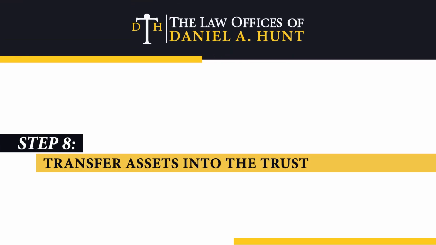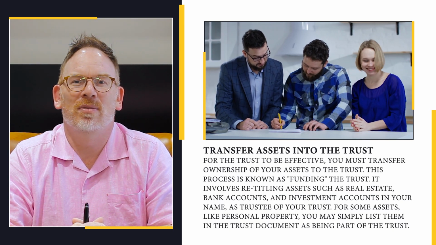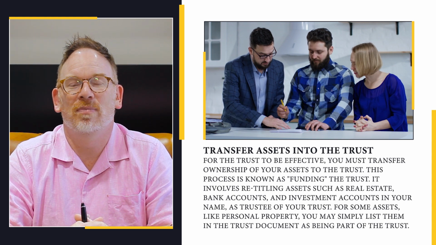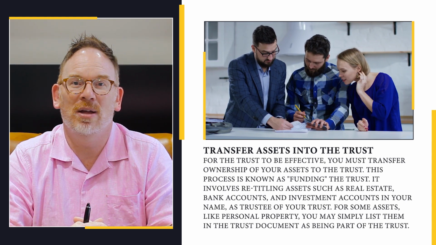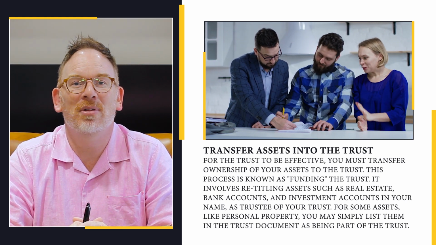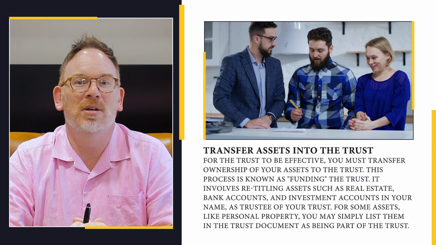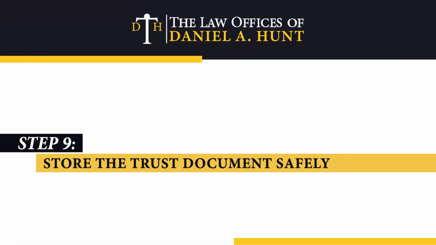Step 8. Transfer assets into the trust. For the trust to be effective, you must transfer ownership of your assets to the trust. This process is known as funding the trust. It involves retitling assets such as real estate, bank accounts, and investment accounts in your name as trustee of your trust. For some assets like personal property, you may simply list them in the trust document as being part of the trust.